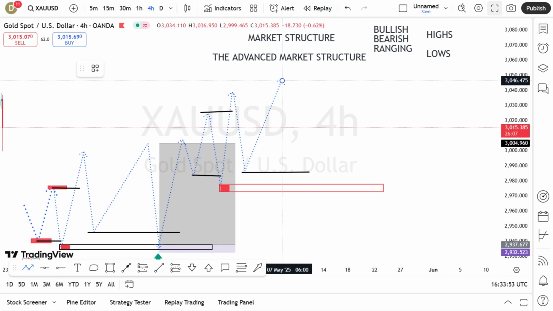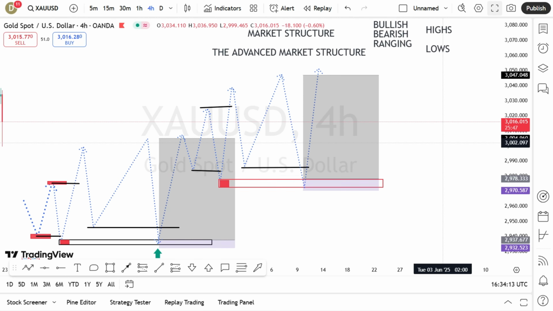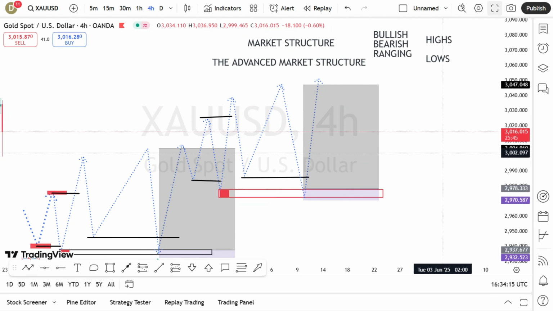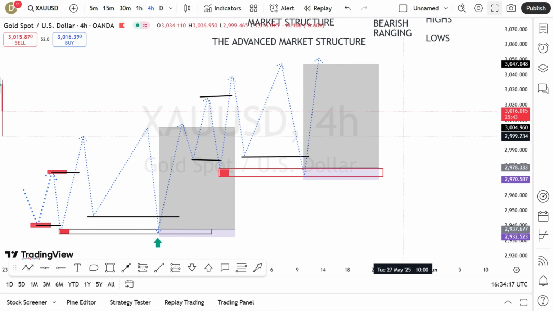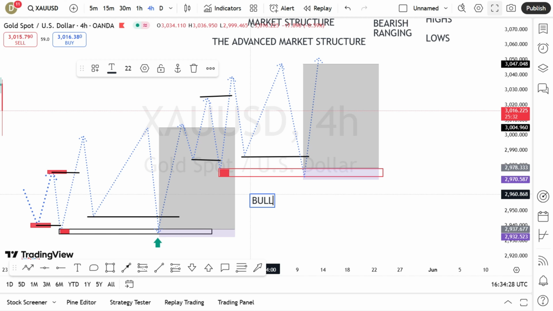Very simple. Alright, so this is a bullish market. This is how the advanced market structure moves in the bullish market. This is the actual movement of the market in the bullish market. So this is our bullish market.